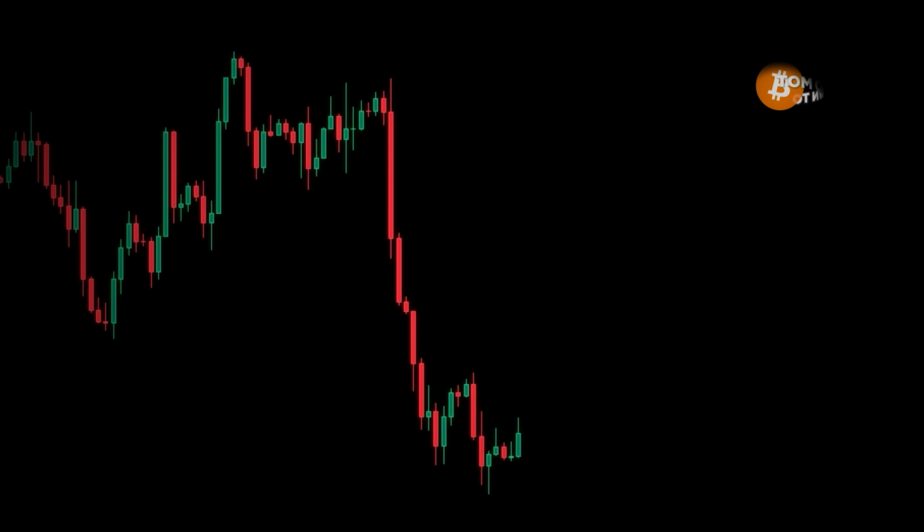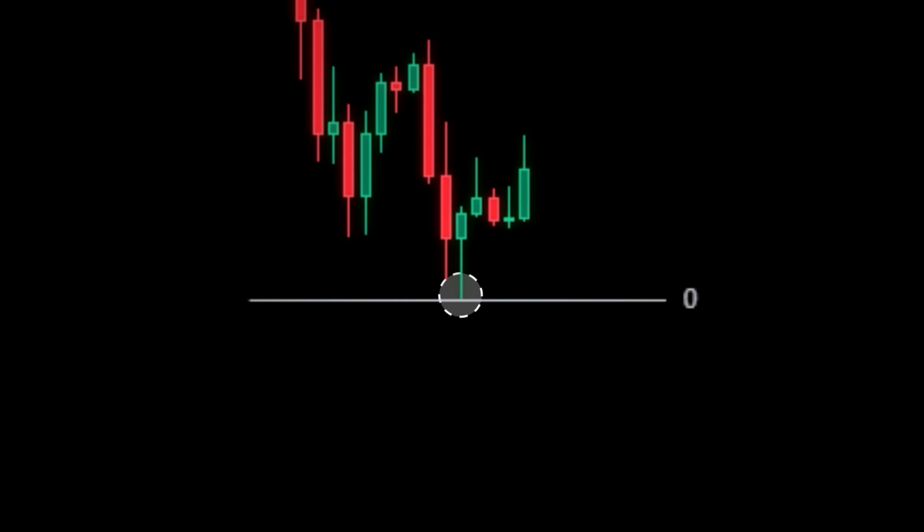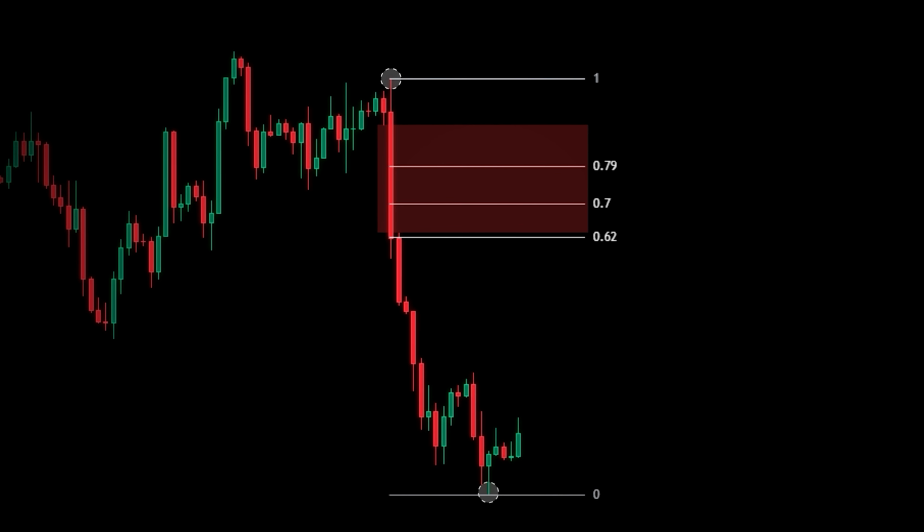Now, if we're looking for short opportunities, we'll have to find a good area of resistance first. Over here, we can see that this big fair value gap broke market structure. So this is an area that we'll have to watch out for. Next, we'll use our Fibonacci retracement tool again and place it from the most relevant swing high to the next most relevant swing low.